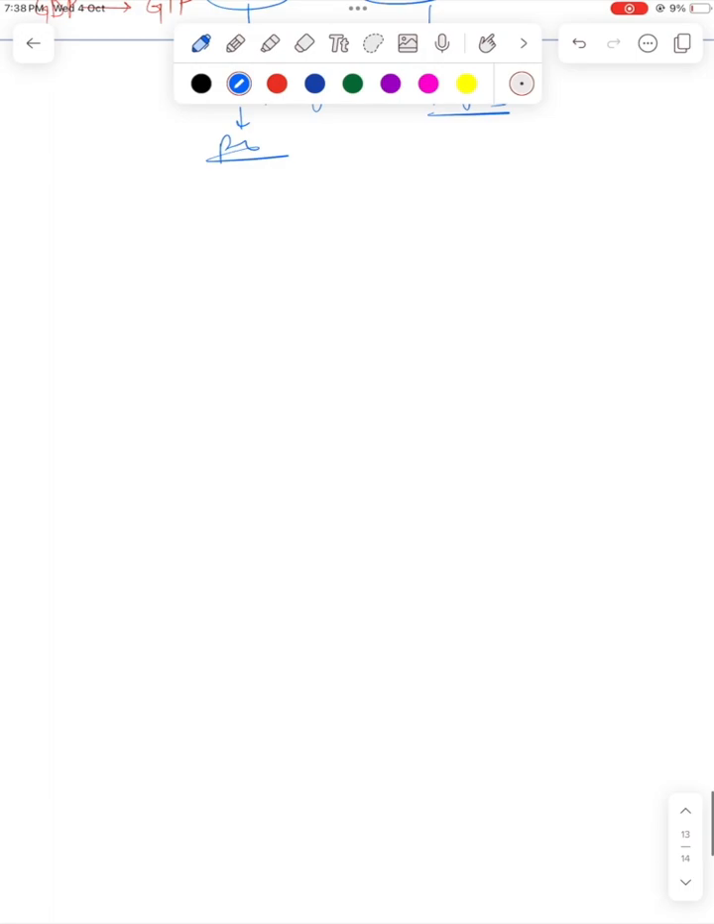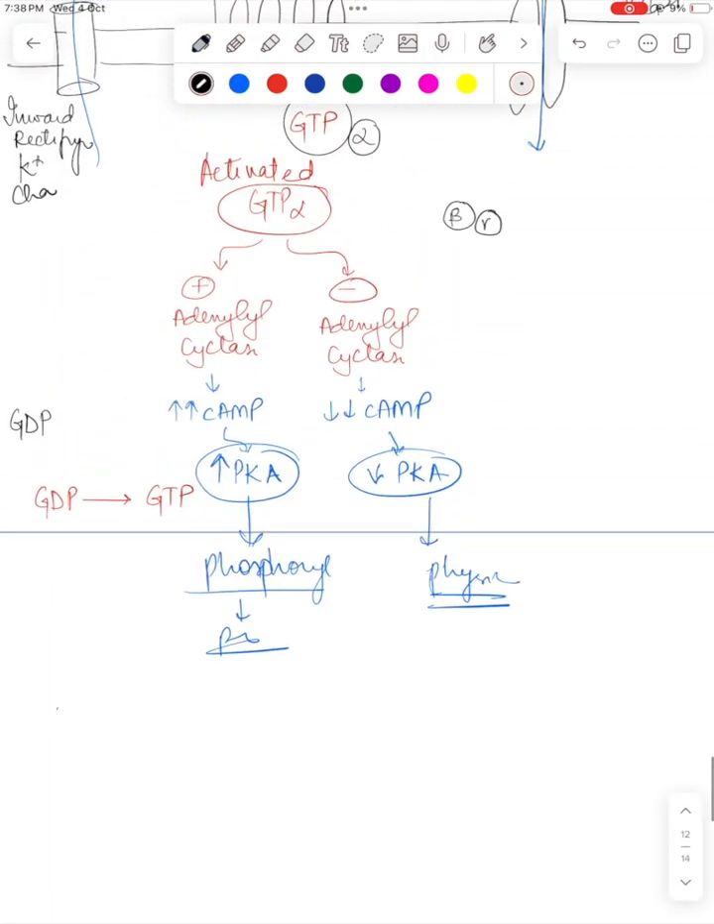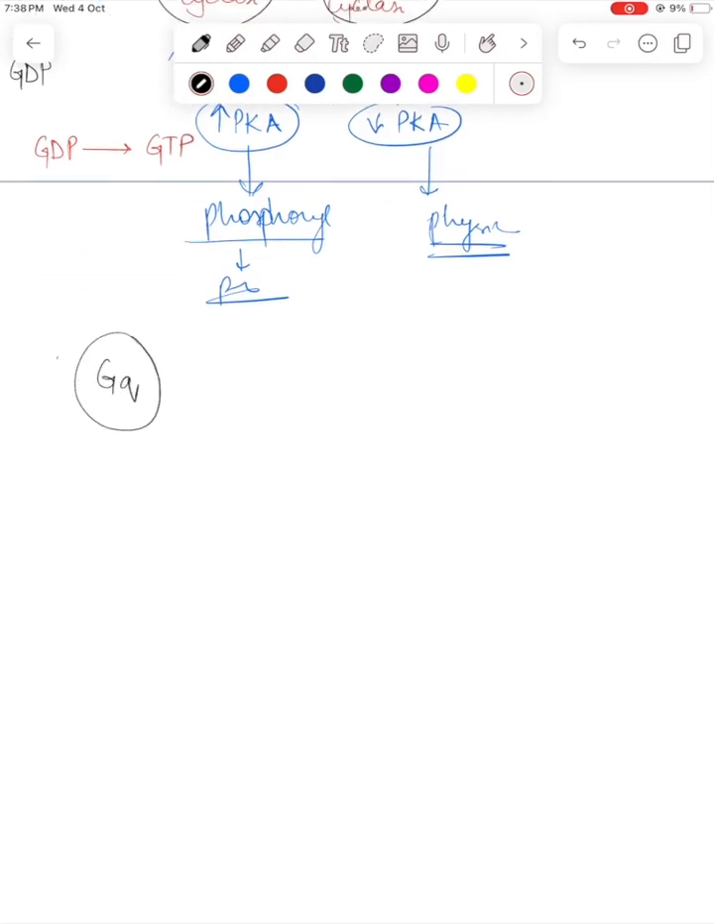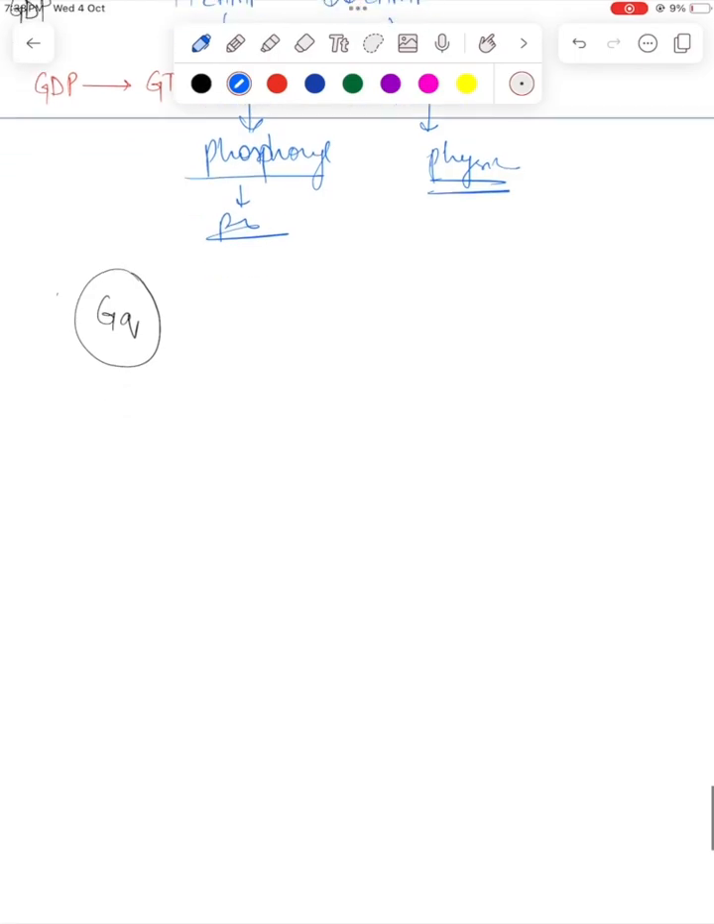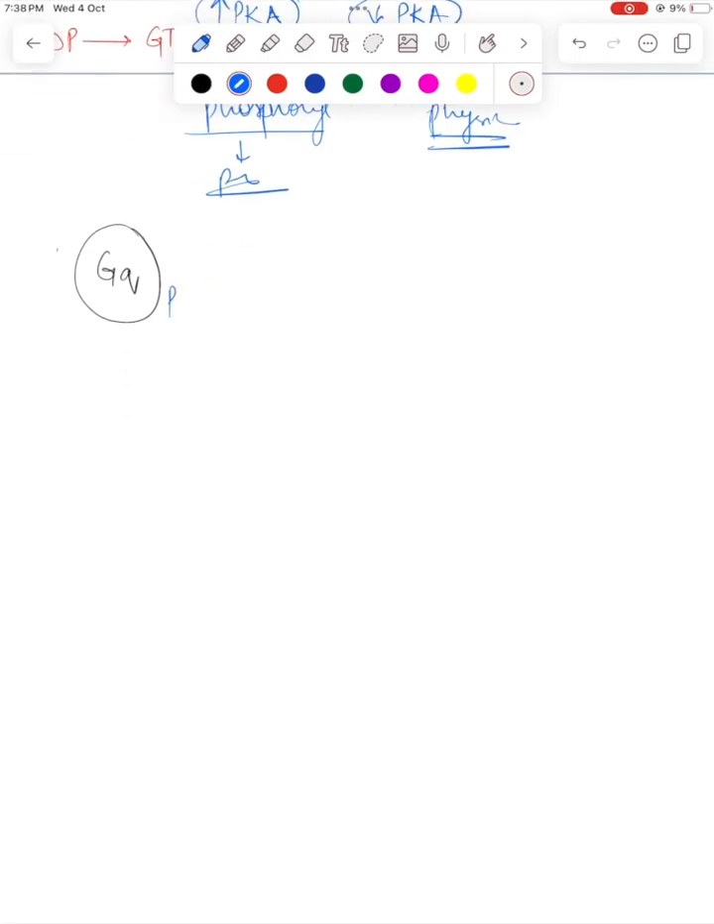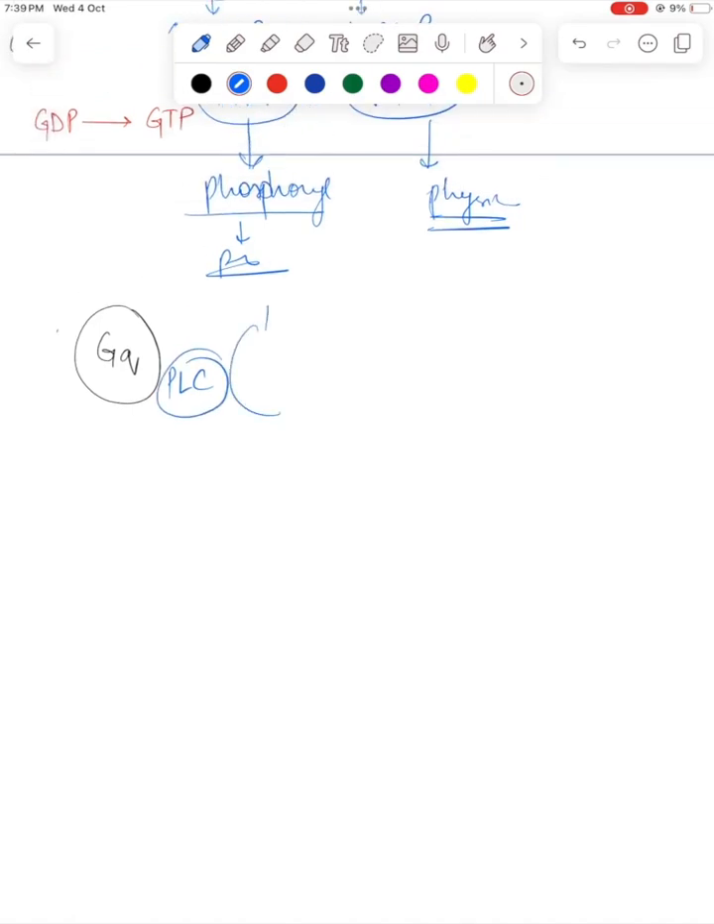Now, if the activated GTP alpha complex stimulates the adenylyl cyclase, the receptor is said to be a GS protein coupled receptor or stimulatory receptor. If it inhibits the activity of adenylyl cyclase enzyme, it is said to be a GI protein coupled receptor or inhibitory receptor. In case of GQ protein coupled receptor, they act via entirely different secondary messengers. Here we have phospholipase C enzyme, which converts phosphoinositol diphosphate into inositol triphosphate and diacyl glycerol. The diacyl glycerol stimulates protein kinase C, and inositol triphosphate increases intracellular calcium.